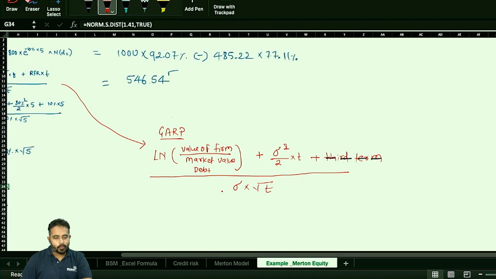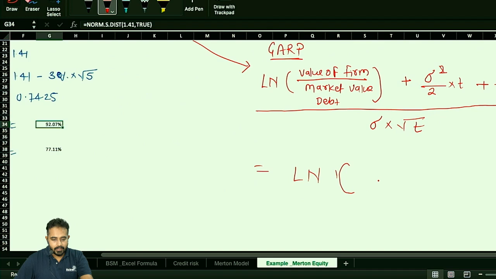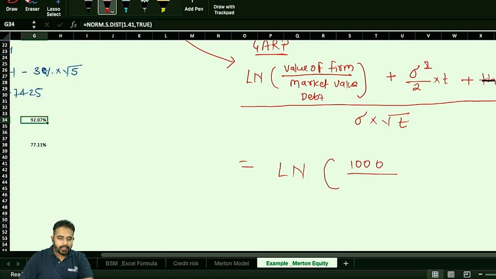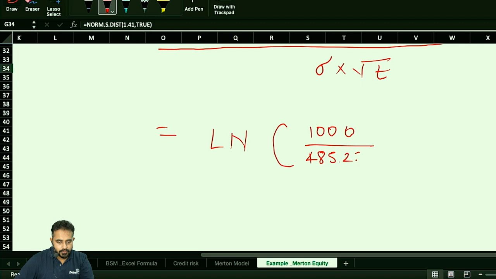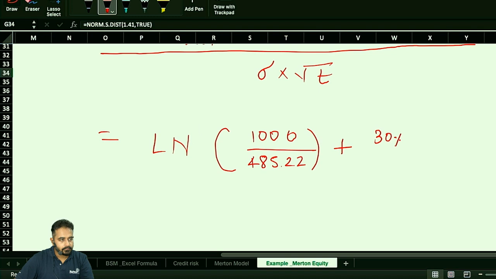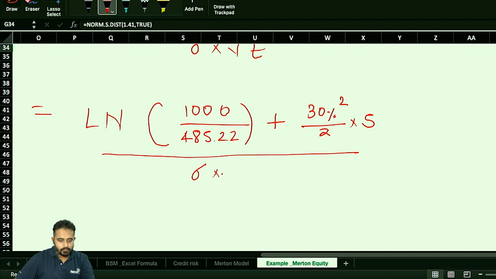So log normal, market value of the business is 1000. But this time in the denominator, I'm not going to take the face value. I'm going to take the market value of the debt, which is 485.22. Plus we'll take half of the variance, so variance would be 30% square divided by 2. We'll multiply that by 5, and we will not add a third term to the equation, and we will say sigma into, so sigma should be 30%.